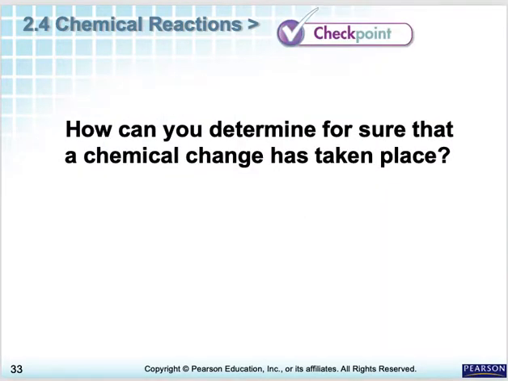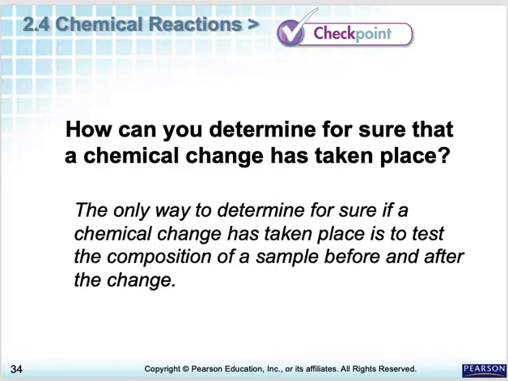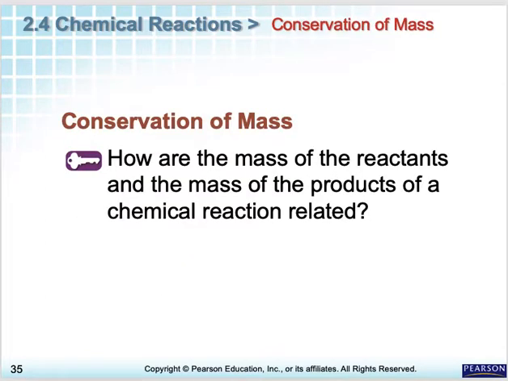How can you determine whether a chemical change has taken place? Well, the only way to be absolutely certain would be to test the composition of the sample before and after the change. Conservation of mass. I think I'll stop here and start your second part video for you.